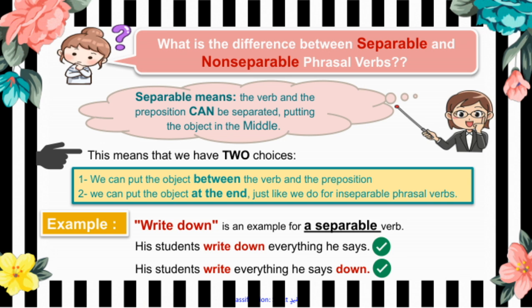Second, since it's a separable phrasal verb, we can also put the object at the end of the sentence, just like we do with inseparable phrasal verbs. The key point here is that with separable verbs, the verb and the preposition can be separated, allowing us to place the object either in the middle or at the end. This flexibility is what sets separable phrasal verbs apart from non-separable ones. So, understanding this difference is crucial because it affects how we structure sentences and communicate clearly. Remember, when you're using separable phrasal verbs, you have these two choices for placing the object, which adds a bit of versatility to your language use.